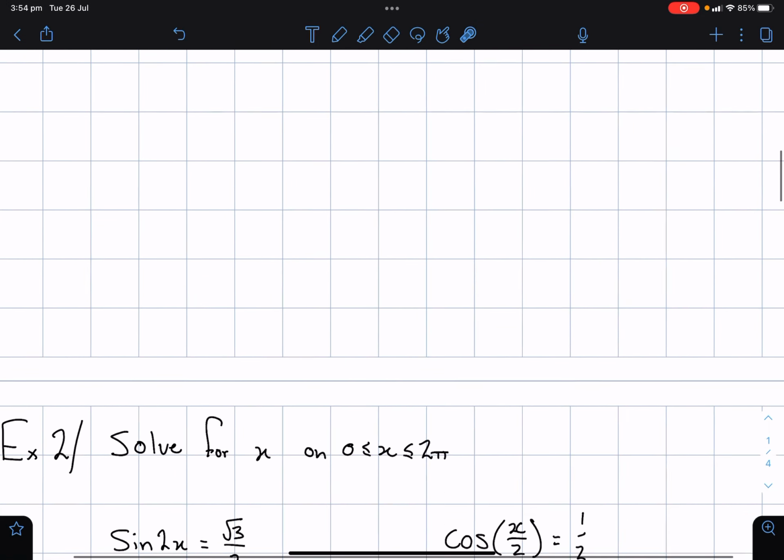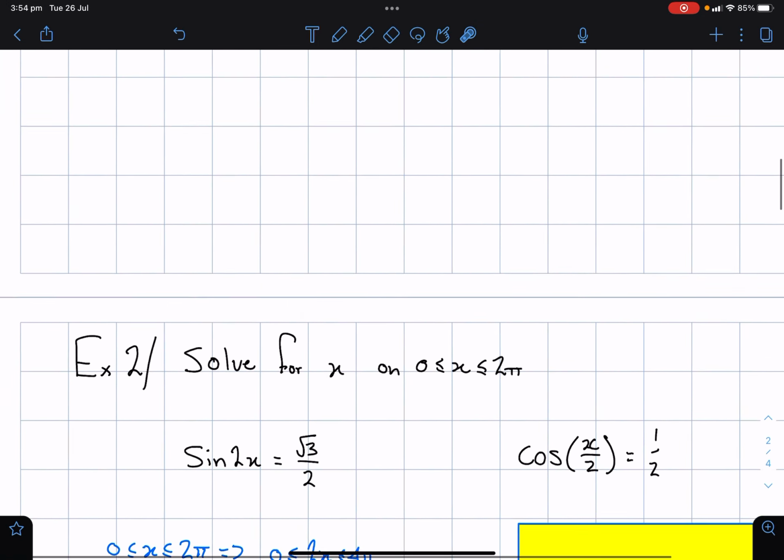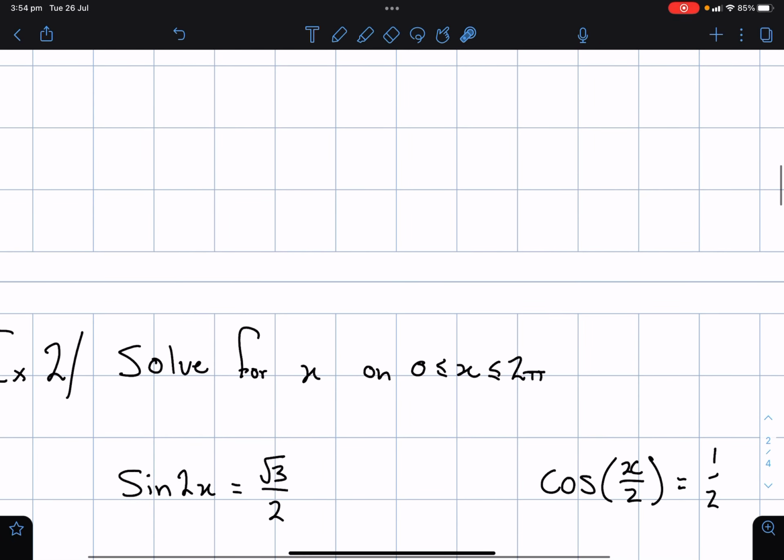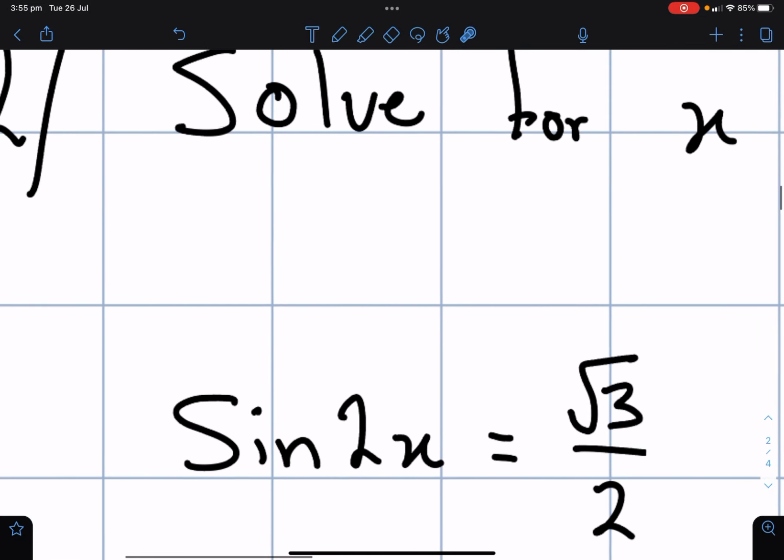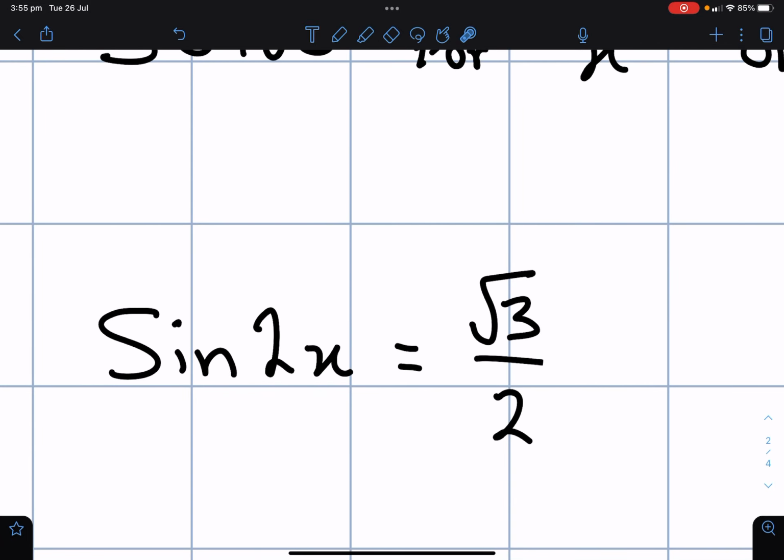Awesome. The other thing that they might throw at you is solving for x on the domain x is between 0 and 2 pi. We've got 2 examples here. The one thing I want you to be careful of is that the argument or the angle has changed, so we're not just looking at x. What we need to do is change our domain so it matches our argument. This will make our life a whole lot easier. If we're looking at sine of 2x equals root 3 on 2, we need our domain to have 2x in the middle, not x.